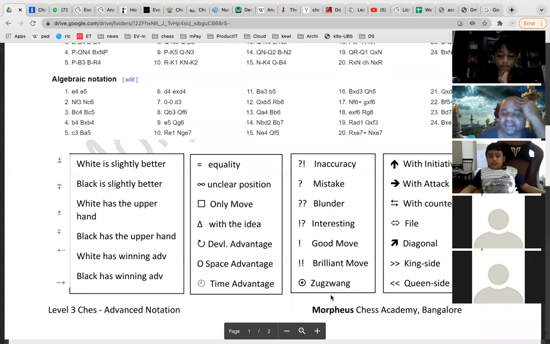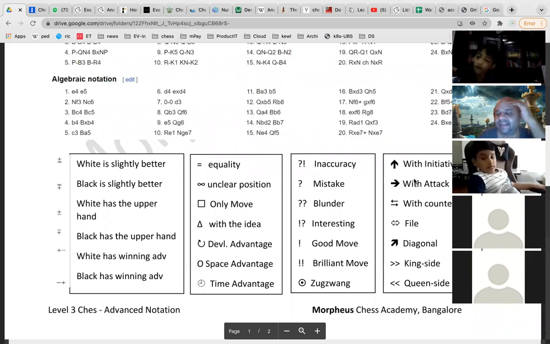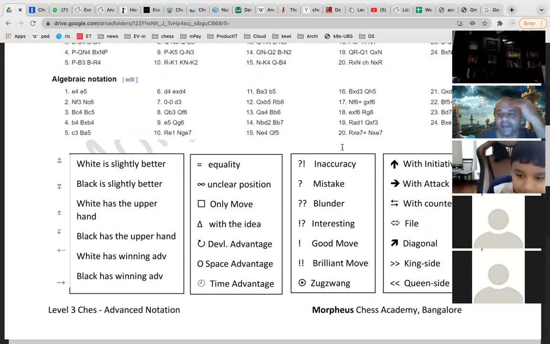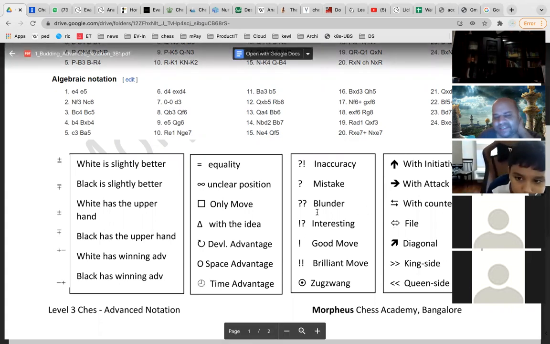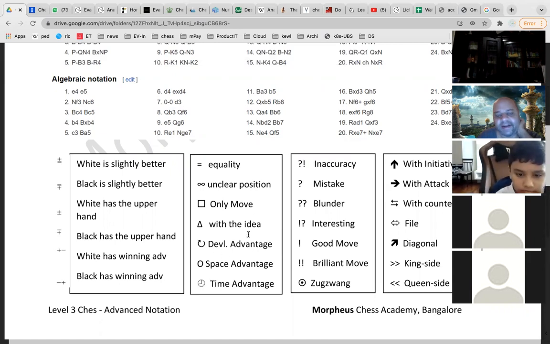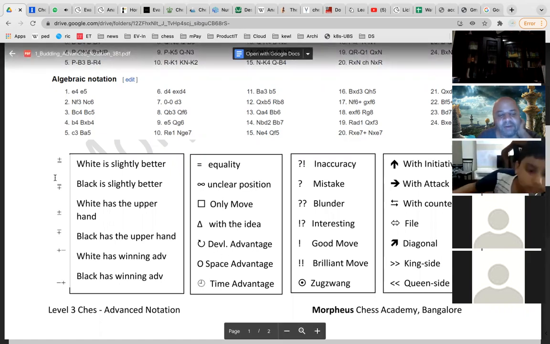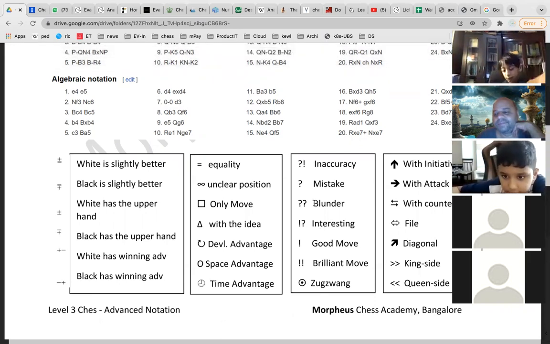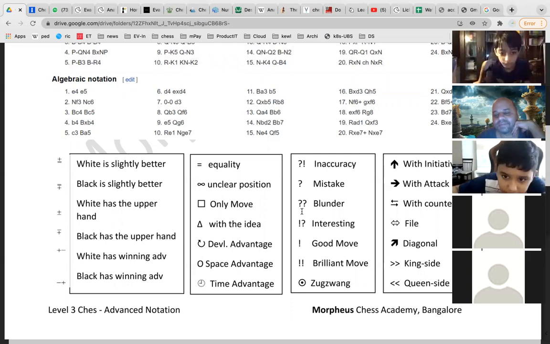Fine. Then similarly Zugzwang is written with this symbol. And then there are other symbols like with initiative, with attack, with counterattack, etc. These are important for you to know, because as you go forward, you will come across many articles where you will see these symbols. So it is important to know. You should know this by heart, but you don't have to learn it by rote. I think you just have to understand the logic, and then you will be able to remember everything.